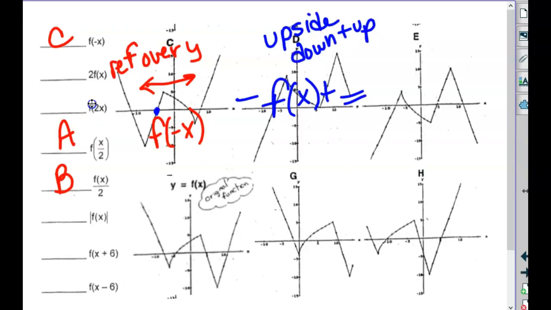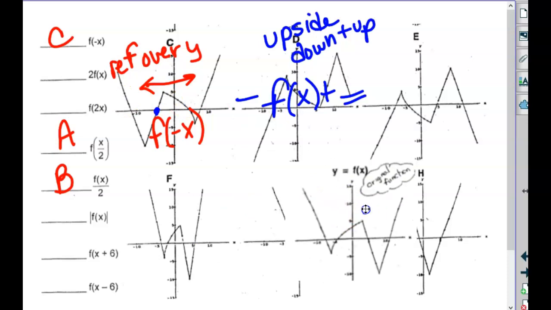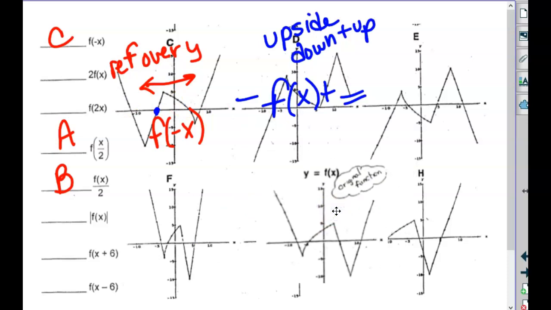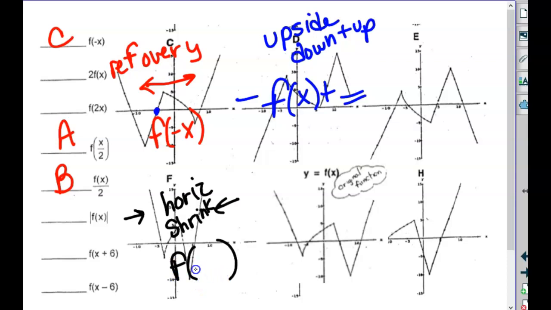That's a nice video moment. Okay, now I'm looking at this one. This one is shrunk in this way. That is a horizontal shrink. Changing x's inside, opposite of what it thinks. Instead of 1/2, it's going to be 2, which f then will be this one.